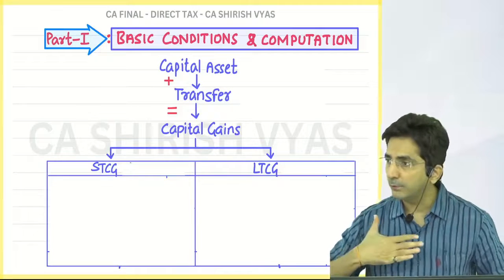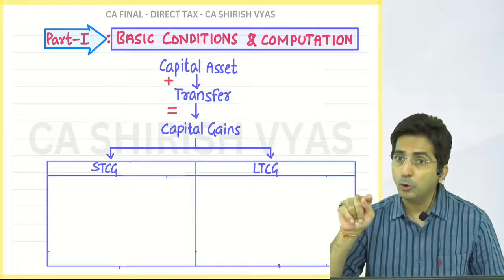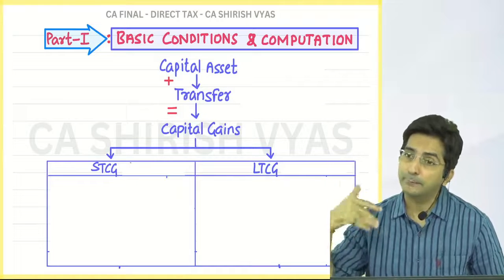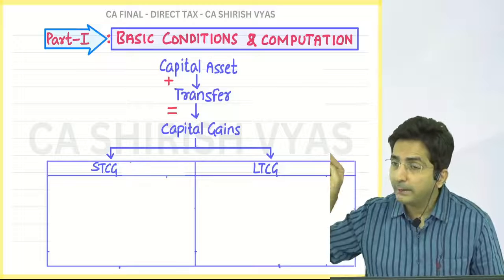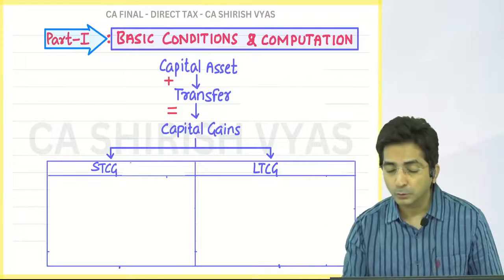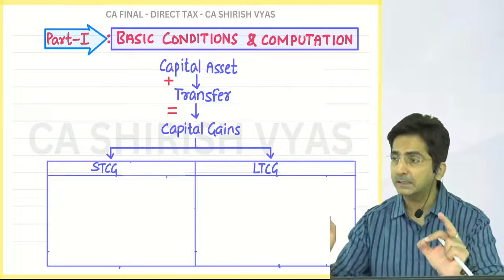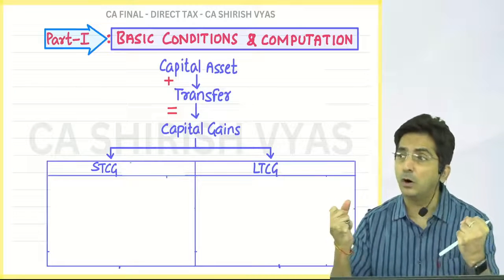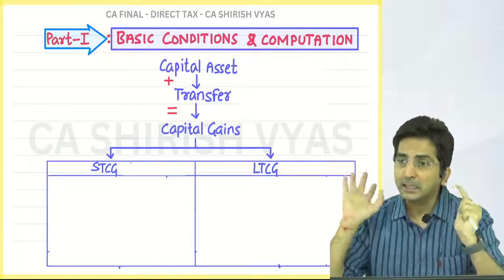See, actually, this is my version. In the law, the definition is something different only. But the law definition, you will be convinced if you understand my version. So what was my version? Any asset which has potential to earn. Okay, that is a capital asset.